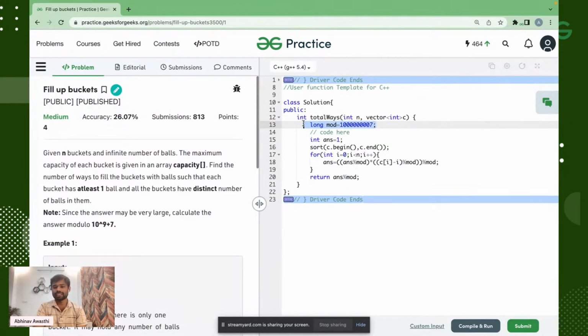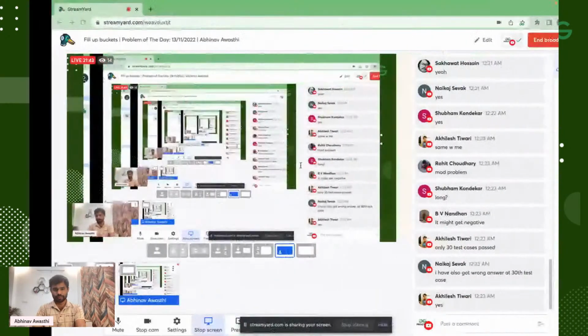Okay, because I just missed this thing: long cannot be stored in the integer data type. So that is why that's the problem we are getting. Okay, is it clear to everyone? I basically just missed out that thing.